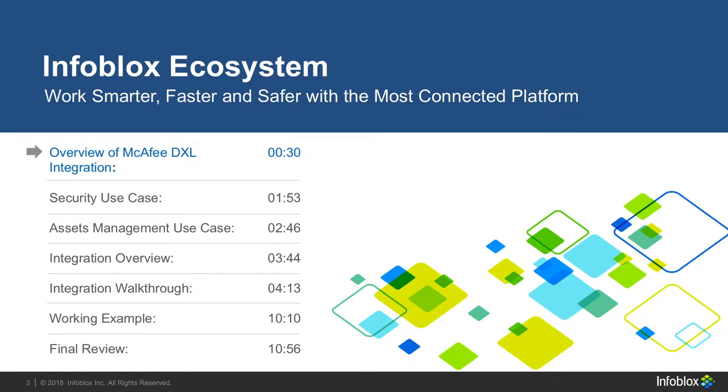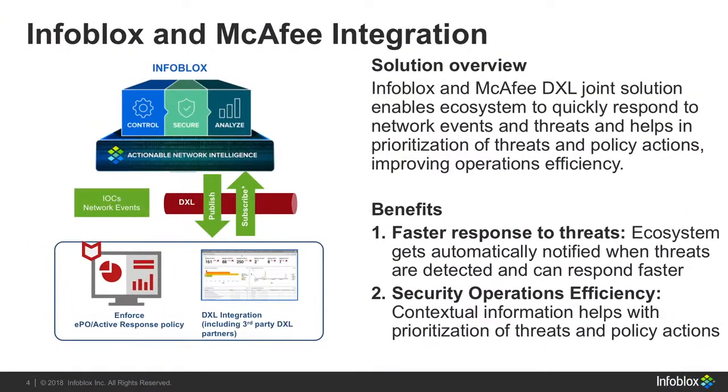Ecosystem is Infoblox's product that allows you to connect yourself to other security platforms such as McAfee DXL. Infoblox combined with McAfee DXL allows you to respond faster to threats by automatically notifying you when a threat has occurred on your system, and to help prevent the damage before it has been done. These notifications are in the form of contextual data that helps you rank threats and determine policy actions.